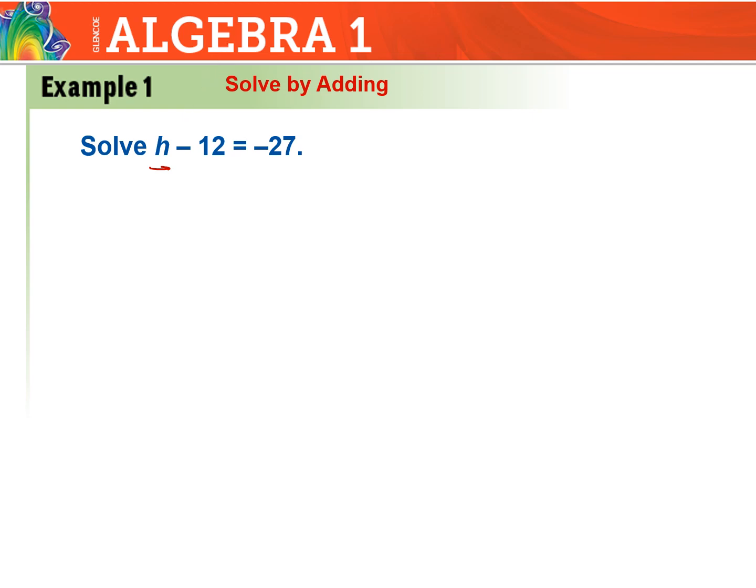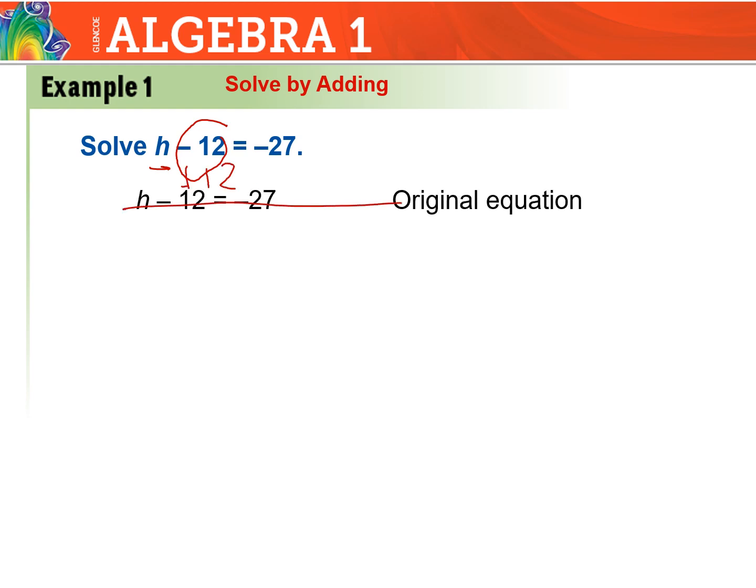In order to do that, I need to get rid of this minus 12 that's here. So I see subtraction. Take a moment and think through, what is subtraction's inverse operation? It's addition. So because of that, I'm going to write my plus 12 underneath my minus 12. I'm going to bring the arrow down for the equal sign.